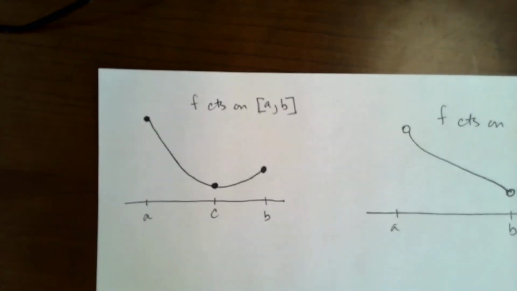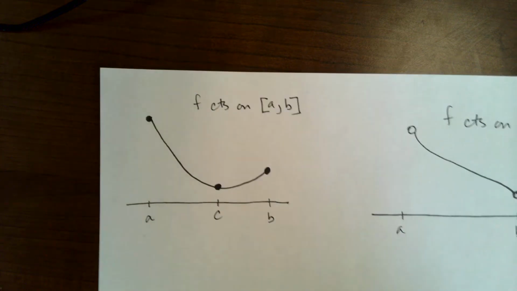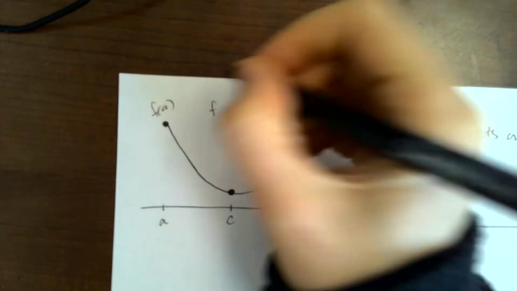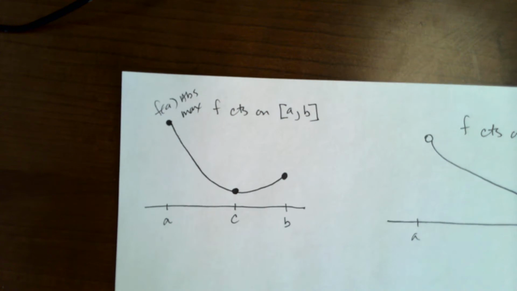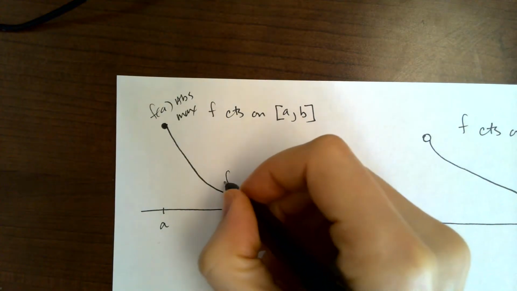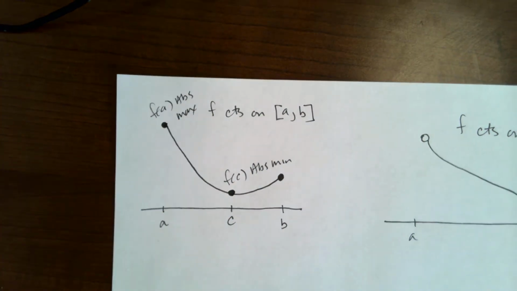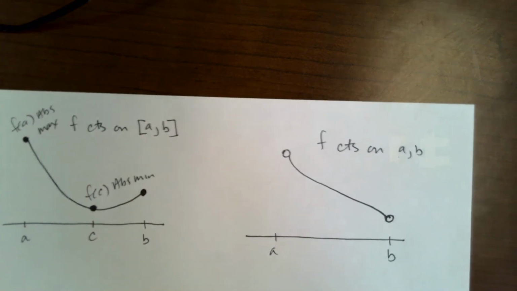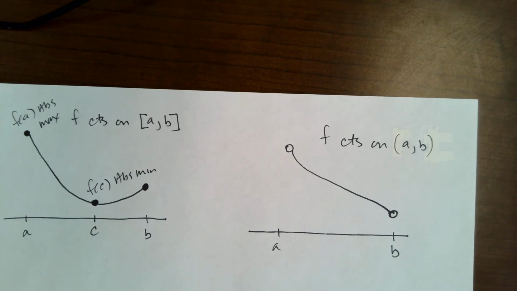So here's a situation where f is continuous on the closed interval AB. Well then, guys, f of A is the absolute max, that's the highest y value overall, and f of C is the absolute min. That's if f is continuous on the closed interval. Now here's a situation where f is continuous on the open interval.